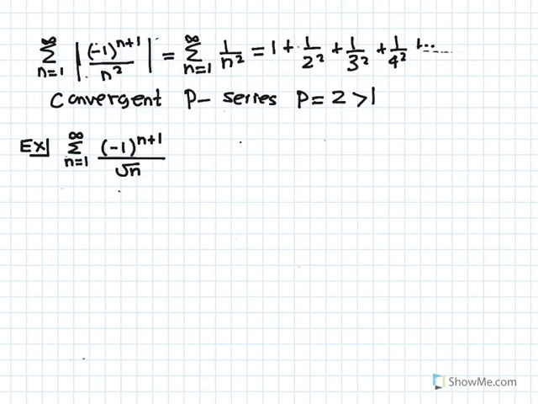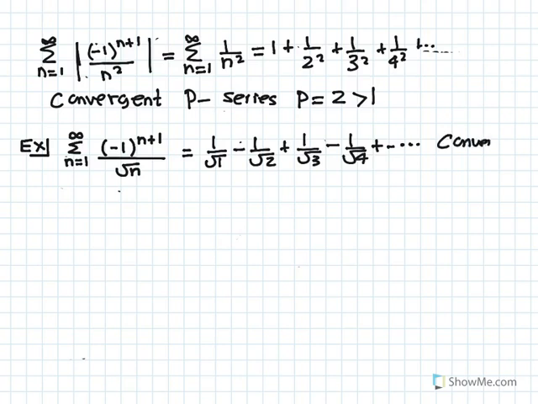Alright, let's look at another example. Here we have the summation from n equals 1 to infinity of negative 1 to the power of n plus 1 divided by root n. Let's expand out the series. Plug in n equals 1, and we get 1 divided by root 1. Plug in n equals 2, minus 1 over root 2. And plug in n equals 3, plus 1 over root 3, minus 1 over root 4, plus, minus, and so on. This is convergent by the alternating series test.